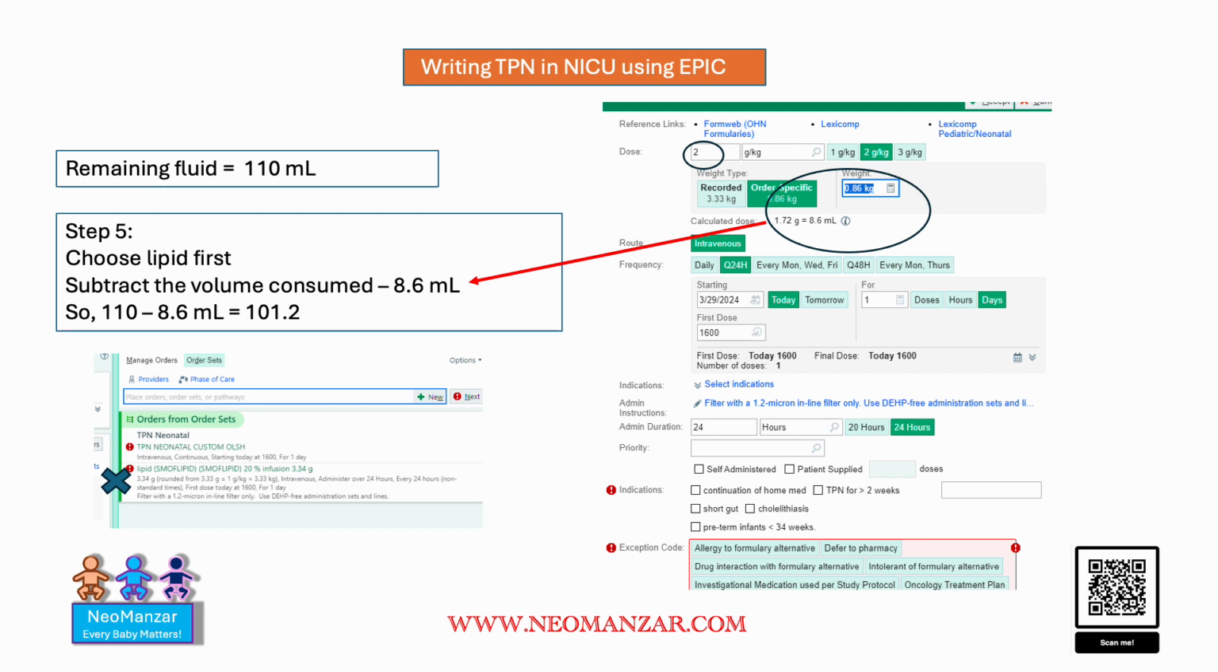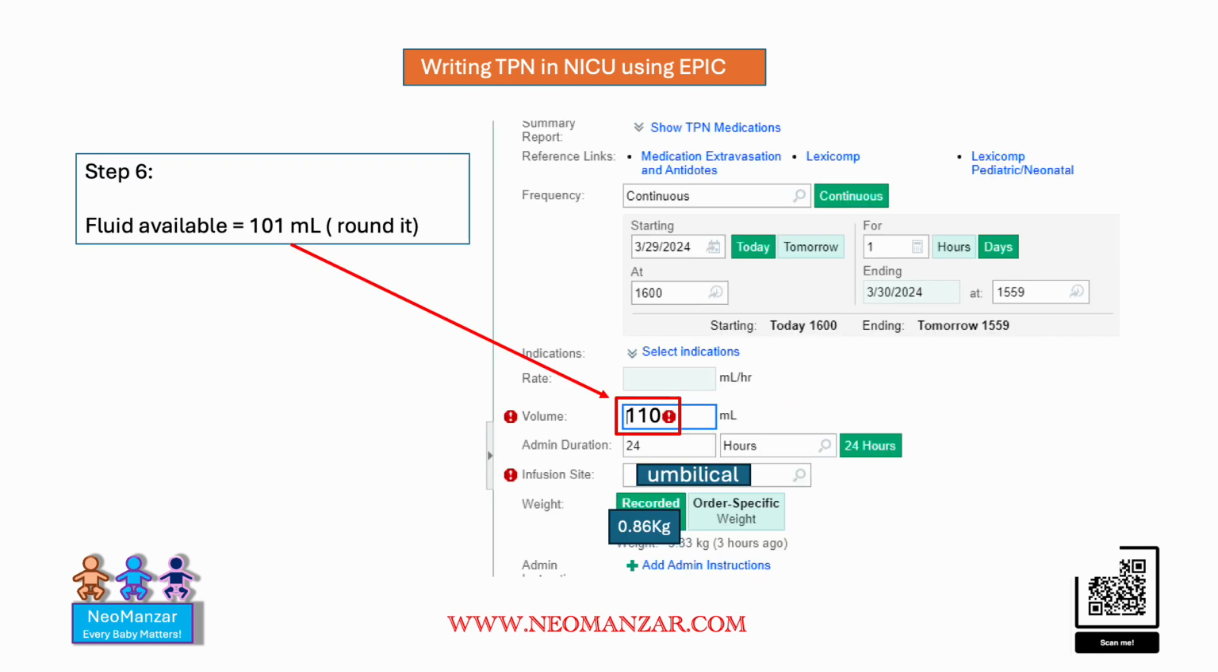So now you go to the next step, and you will get to the window which is the TPN window. Whatever fluid is left, you just put it in this vacant box where it says volume. So again, revision: you select ml per kg, you subtract all the fluid the baby is getting, then you subtract lipid from your fluid. Whatever fluid is remaining is your TPN fluid.